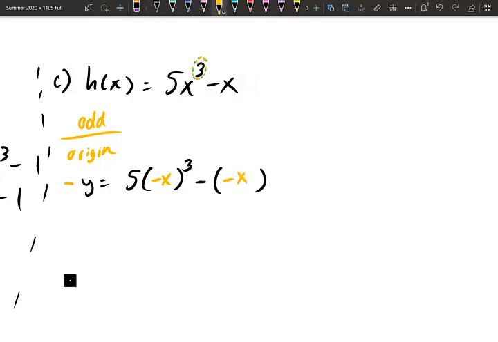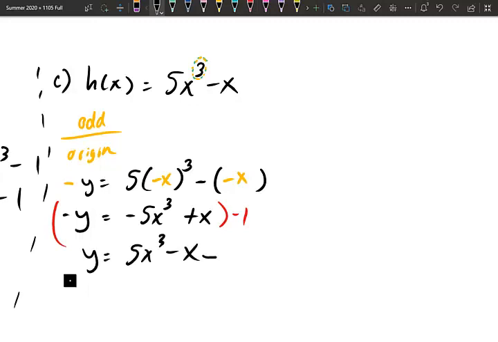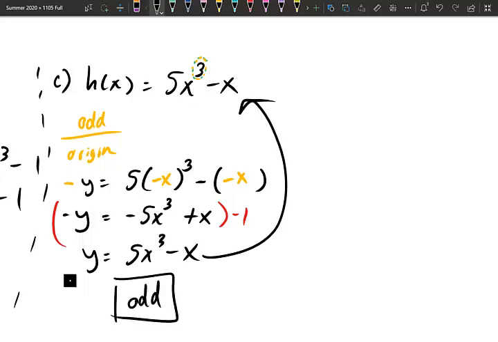You see why every time I have x, I wrap parentheses? It's so I don't mess up right here. That's why every time I have an x, I do parentheses, then I go back. It's one of the many reasons why I do that. So let's simplify. We have negative y equals negative 5x cubed plus x. We're going to multiply by negative 1. So we have y equals 5x cubed minus x. That is the same thing, so this is odd. And since it's odd, it's origin symmetry.